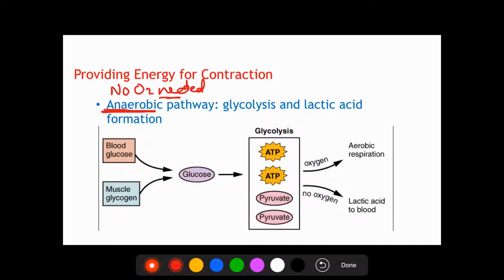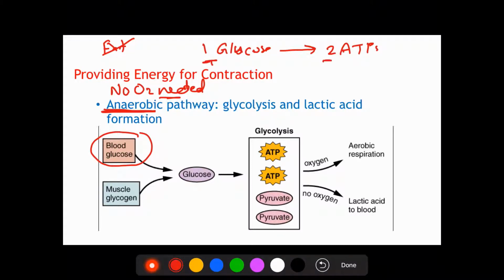However, the downside of this mechanism is that it's using only glucose. So with the anaerobic respiration, there is no more burning of fat. Fat are not burned anymore, only glucose. And one glucose molecule would give us only 2 ATPs. Comparing with the aerobic, where one glucose will give us 32 ATPs.